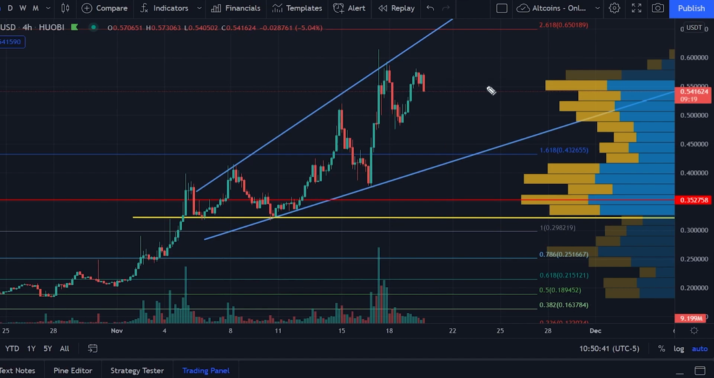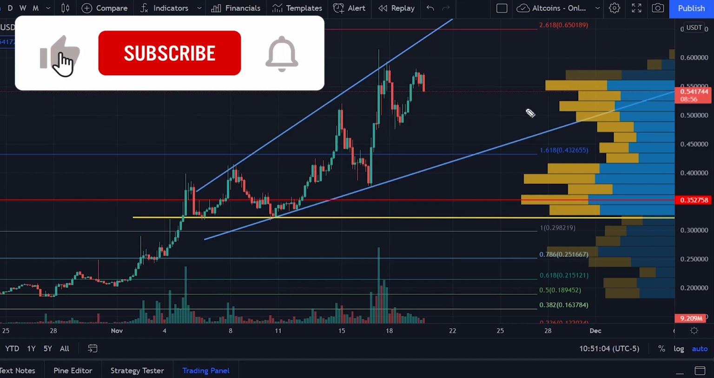So that would be the bearish price target for this pattern. But I am biased towards the bullish side, right? We're in a bull market, so I am biased towards the bullish side. And I would want CRO to keep trading in this pattern a little bit longer and go touch the 2.618 Fibonacci extension level, or at 65 cents. That's my short-term bullish price target for CRO. But as my mother always said while I was young, you don't always get what you want in life.